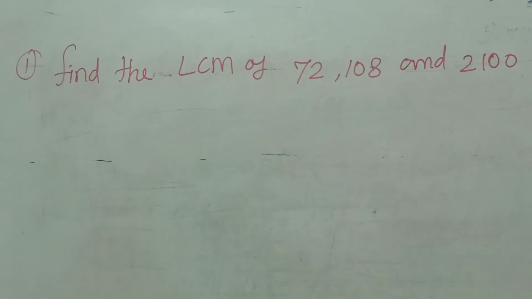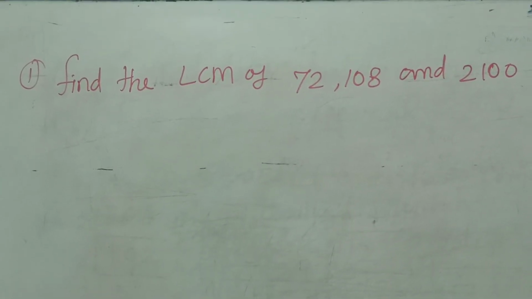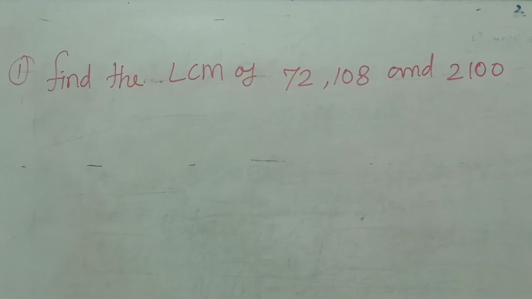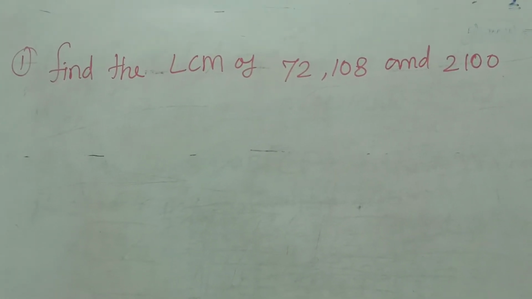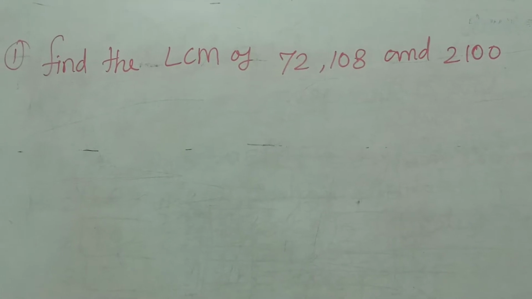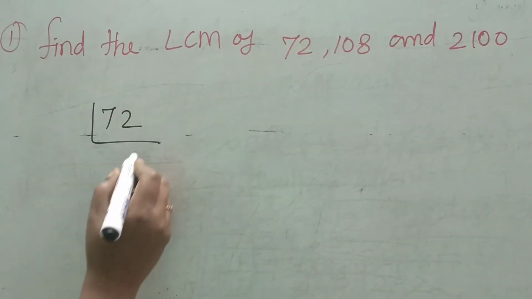Question number 1. Find the LCM of 72, 108 and 2100. First, we find the LCM by the factorization method. Then, we will see the common division method. In the factorization method, first we are going to find the factors of 72.